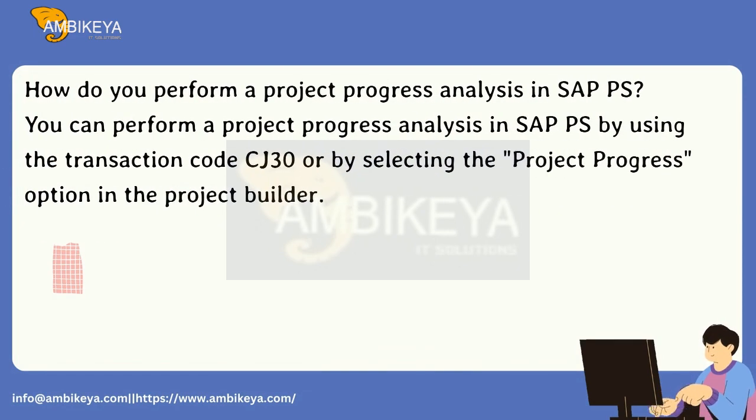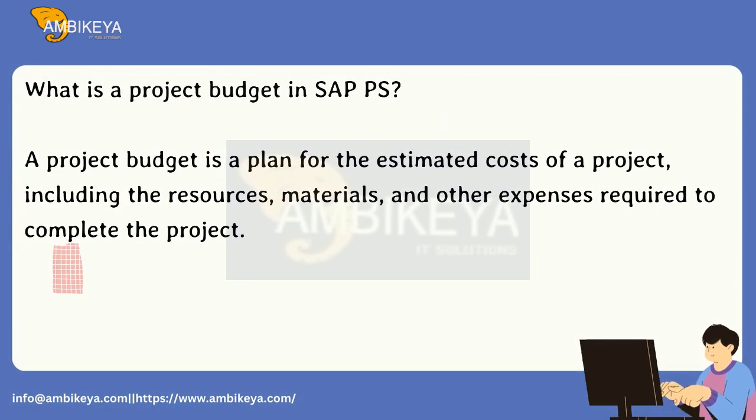How do you perform a project progress analysis in SAP PS? You can perform a project progress analysis in SAP PS by using the transaction code CJ30 or by selecting the Project Progress option in the Project Builder. What is a project budget in SAP PS? A project budget is a plan for the estimated costs of a project, including the resources, materials, and other expenses required to complete the project.